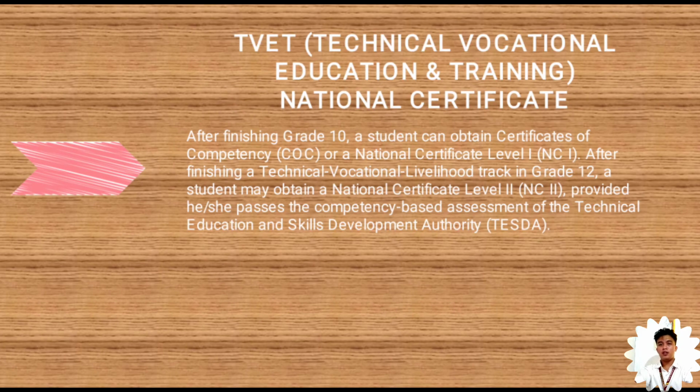And now let's proceed to the TVET or Technical Vocational Education and Training National Certificate. After finishing grade 10, students can obtain certificates of competency or COC or the National Certificate Level 1 or NC1. After finishing a technical vocational livelihood track in grade 12, a student may obtain a National Certificate Level 2 or NC2, provided she passes the competency-based assessment of the Technical Education and Skills Development Authority, TESDA. And I think TVET is also known as TVL during our high school days.